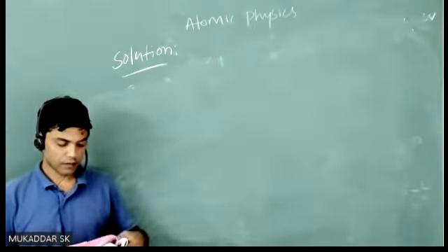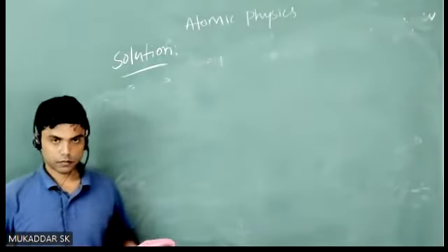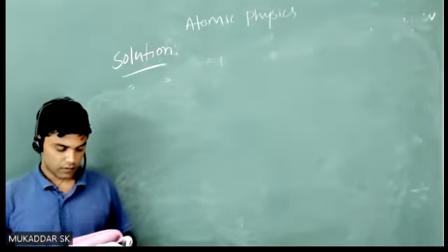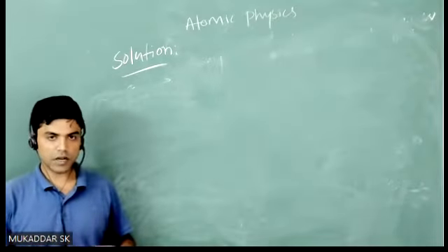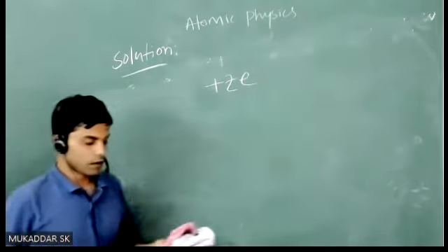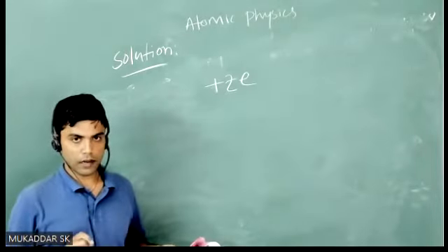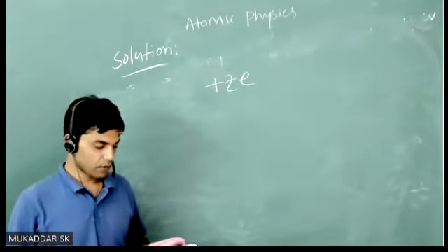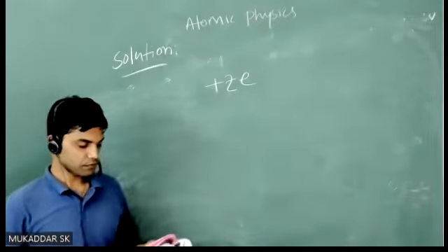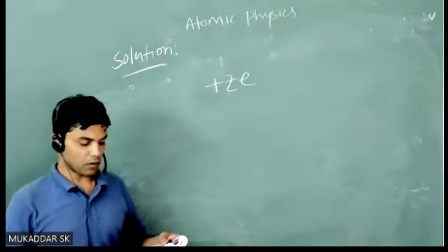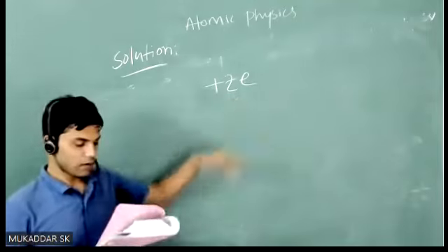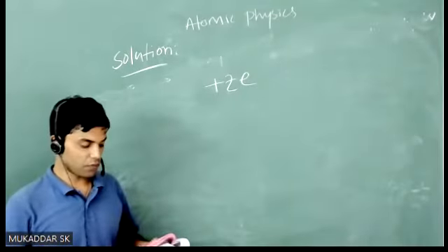Please write this problem. A single electron orbits around a stationary nucleus of charge plus Ze, where Z is a constant and e is the magnitude of electronic charge.